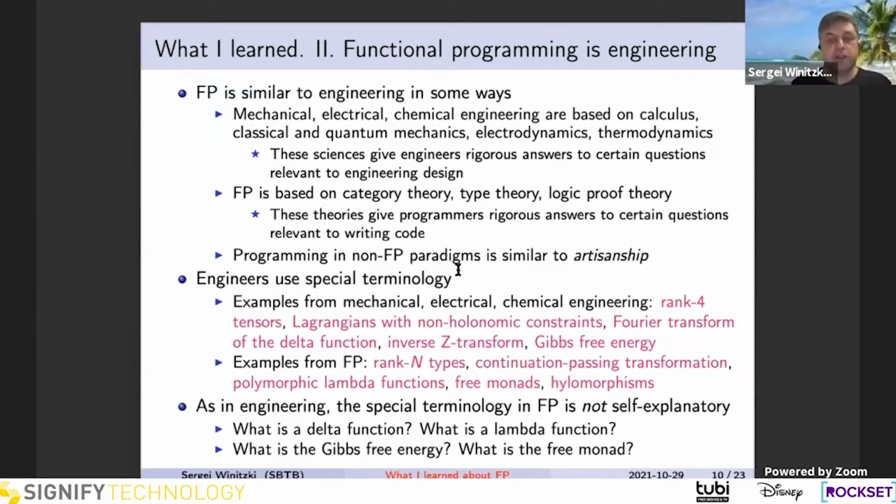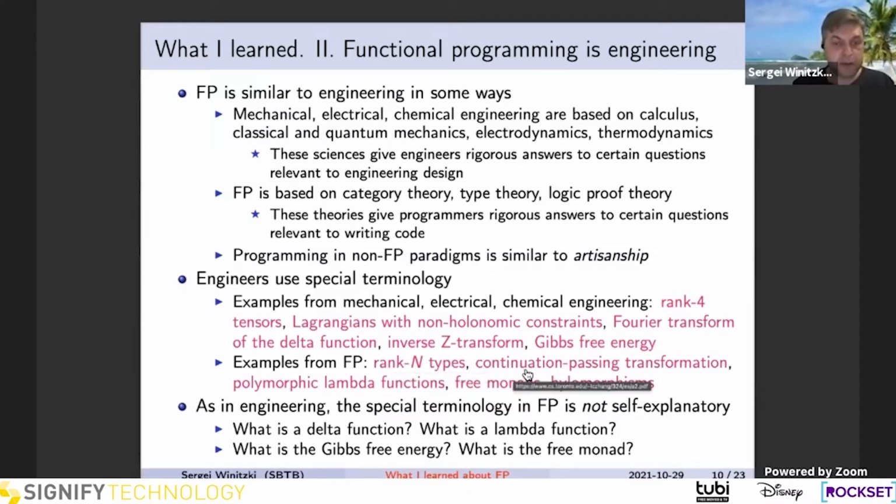Another similarity between engineering and functional programming is that engineers use special terminology, just like functional programmers do. Here are examples. Rank for tensors. Yeah, functional programmers use rank in types. I'm not saying that they're similar, not similar in any way, but this is a kind of special terminology. We have Fourier transform, we have delta function, and in functional programming, you have lambda functions, or here you have Gibbs free energy. I'm showing links where these terms are being used in engineering presentations or books.